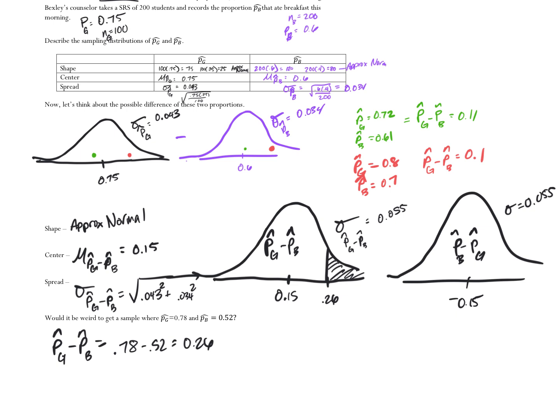Now, if I wanted to do that on this graph, this is a graph of Bexley minus Grandview, yeah? So I would just flip the order of those and get negative 0.26, which would be over here. And that's lower than what we would expect, so more extreme would be to the left.